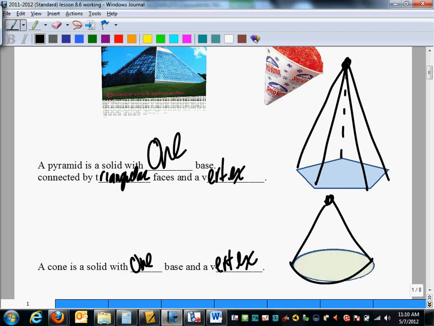Vertex is where it is the point. It's also called an apex, depending on the textbook you look at. Vertex is the point it comes to. One base and a vertex.